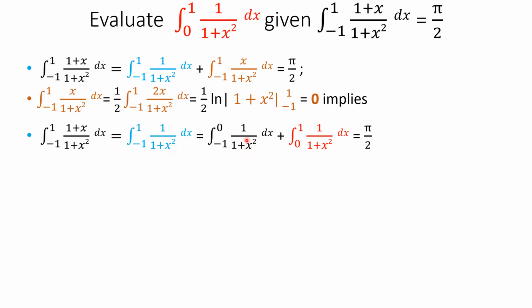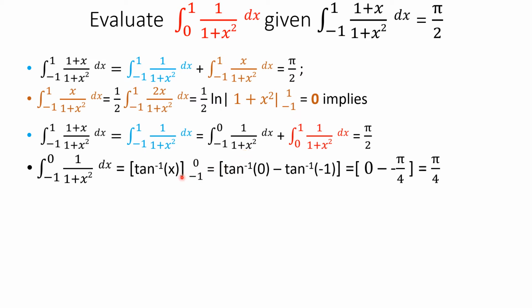But we know that the integration of 1 divided by 1 plus x squared will result in tan inverse of x. So we could use that substitution. So we're going to substitute, instead of 1 divided by 1 plus x squared integration between -1 and 0, we'll just say that the integration will result in tan inverse of x evaluated between -1 and 0, and that will give us tan inverse of 0 minus tan inverse of -1.